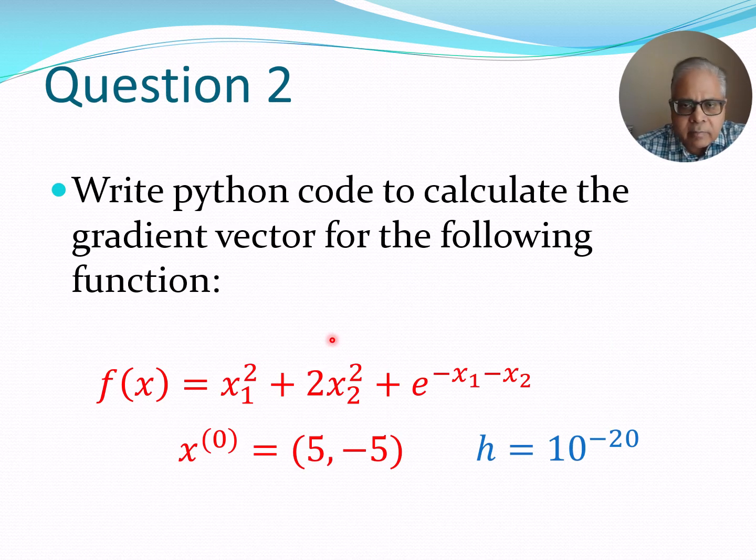Now let's add some complexity to this problem. We are now going to write Python code to calculate the gradient vector, because of course single variable functions are very simple, but in optimization we typically have multivariate functions. So for example, let's go back to our old function, that is x1 square plus 2x2 square plus e to the power minus x1 minus x2, and we are going to calculate the derivative at the point 5, minus 5, and we are going to use h as 10 to the power minus 20.